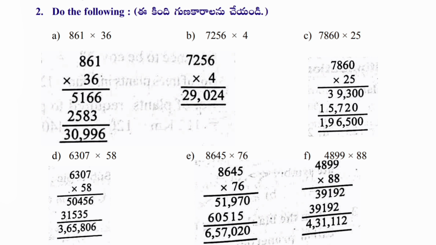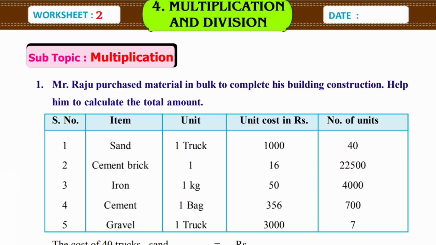Okay, now we'll move to the next worksheet, that is worksheet number 2. Here the subtopic is multiplication. Let's see the first one. Mr. Raju purchased material in bulk to complete his building construction. Help him to calculate the total amount. There was a man whose name was Raju.